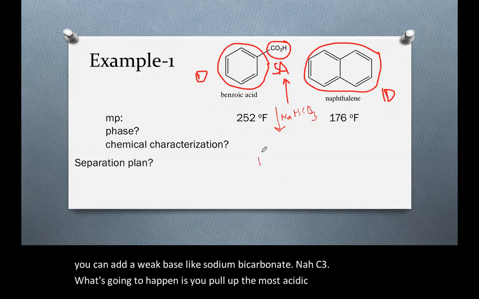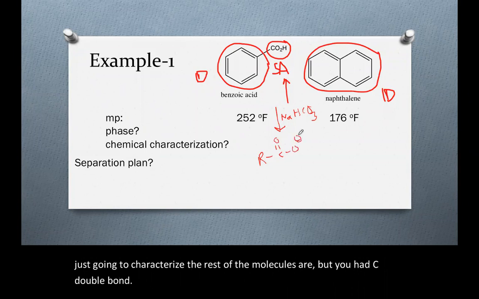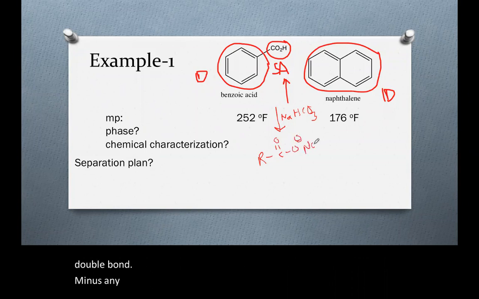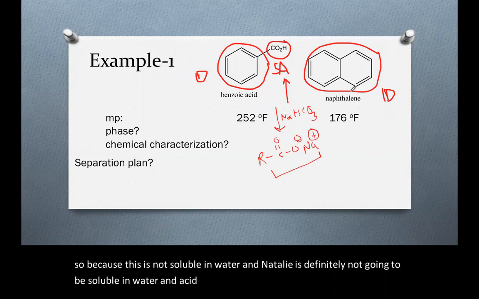And so I'm just going to characterize the rest of the molecule as R, but you have C double bond O, O minus, Na plus. This is an ionic compound. This is now soluble in water. And because this is now soluble in water and naphthalene is definitely not going to be soluble in water, an acid-base extraction would be a really good way to go here.